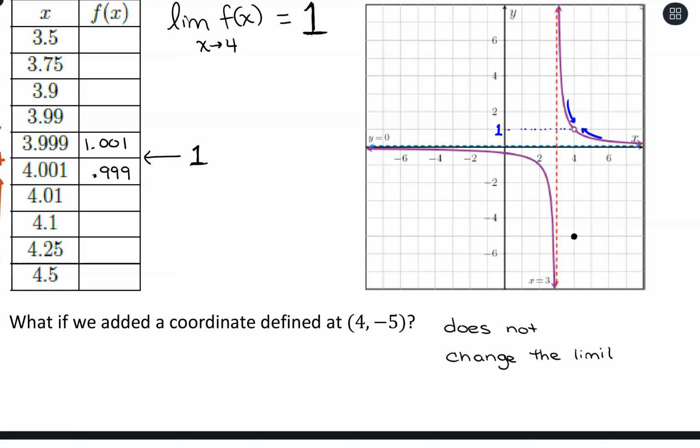Okay, that does it for our two-sided limits. In the next video, we'll talk about one-sided limits.